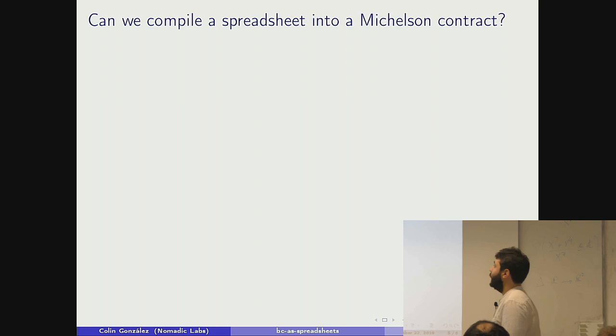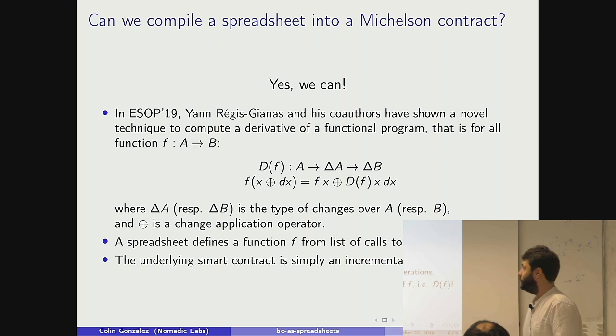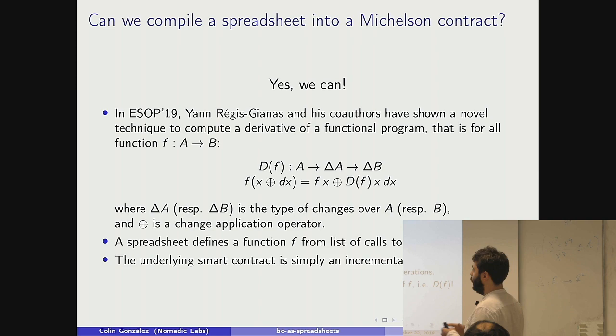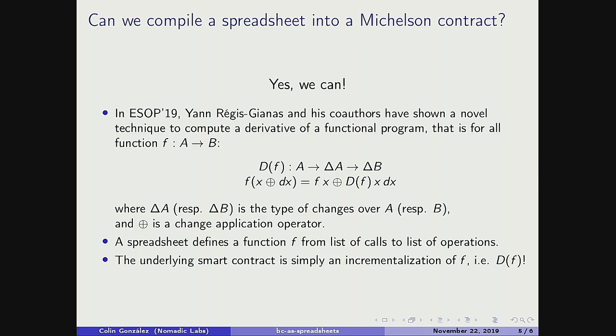In ICFP 2019, Yann Régis-Gianas and his co-author showed a novel method to compute the derivative of a functional program. For every function f of type A arrow B, we have the derivative being of type A arrow ΔA arrow ΔB, where ΔA and ΔB are the changes over A and respectively over B. And we say that f of x with the change dx equals f of x with the change of the derivative of f over x and dx. A spreadsheet defines a function from a list of calls to a list of operations, so the underlying contract is simply an incrementalization of f, which is the derivative of f. And this is what we plan to do to produce the smart contract.